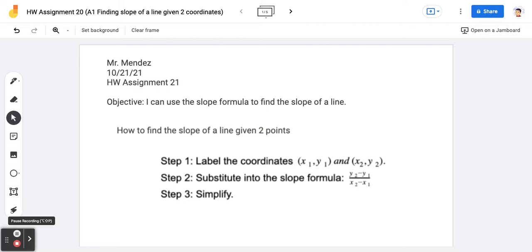Step 2, we're going to substitute our coordinates into the slope formula. So the slope formula says y2 minus y1 over x2 minus x1. Now remember, when we see these little numbers written next to the variables, we call them subscripts. And all they are doing is they're representing a certain number. In this case, they're representing a certain coordinate. So x1 is different from x2. All right? So again, it's the difference of the y's divided by the difference of the x's. Step 3, we're just going to simplify whatever we get.